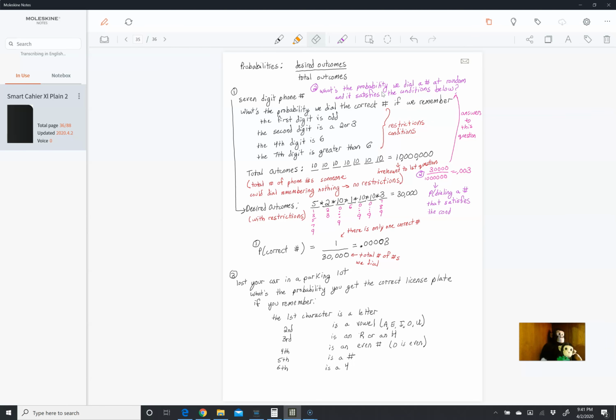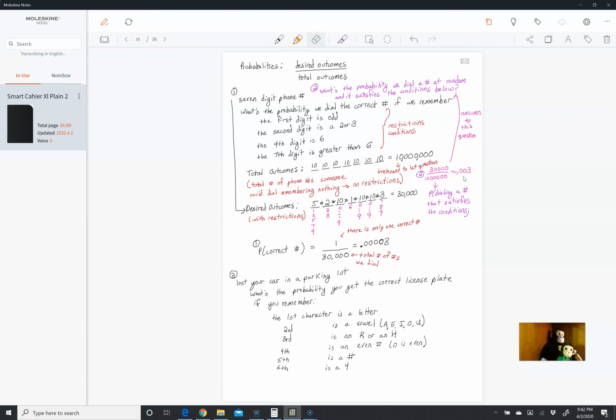So if we closed our eyes and we just dialed any number, well, there are 10 million possible numbers that we could dial, because if there are no restrictions, then there are 10 possibilities for each number. So 10 times 10 times 10 times 10, 7 times, is 10 million. So there are 10 million total outcomes. But we already discovered that there are 30,000 of them that satisfy these conditions or have these restrictions. So that's 30,000 divided by 10 million. And that probability is 0.003.